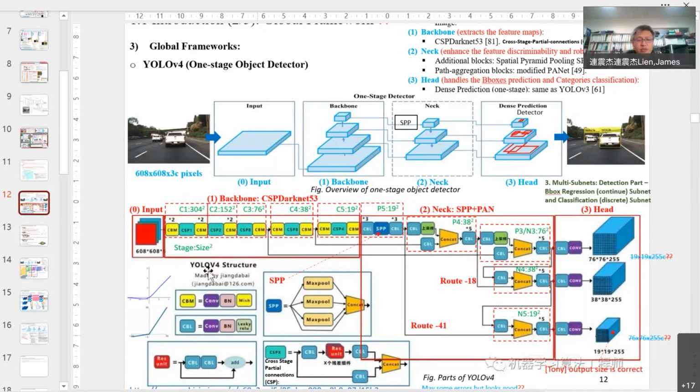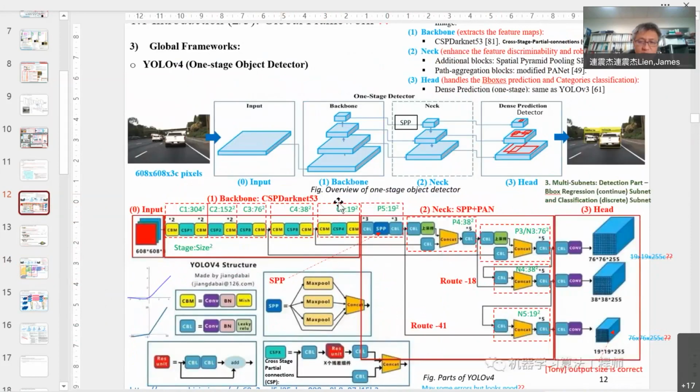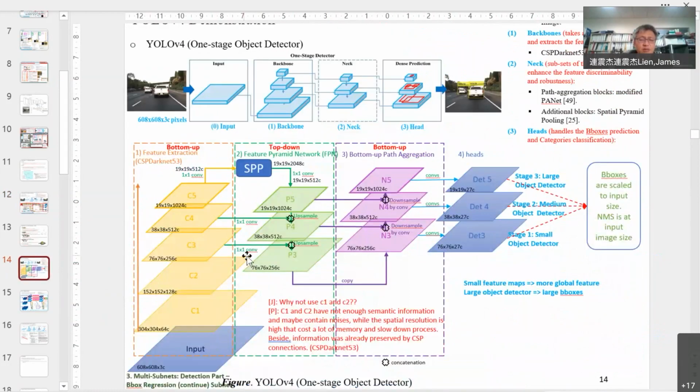And we talk about YOLO V4. This is page 12, but it's better we go to page 14. This is better. This is exactly the YOLO V4. This is also YOLO V4, but it's not easy to understand if I explain it this way. So I go to page 14. So what is YOLO V4?